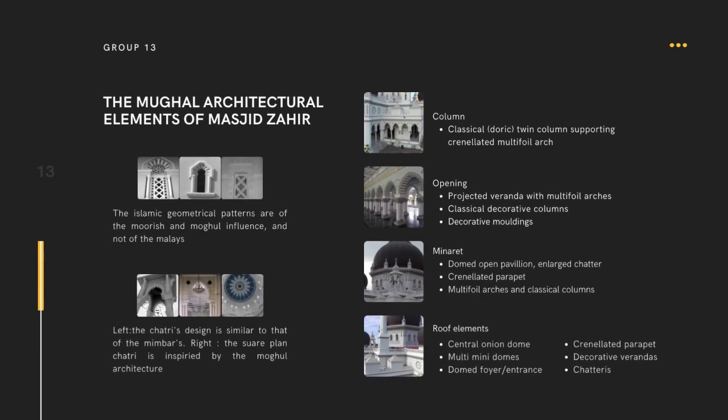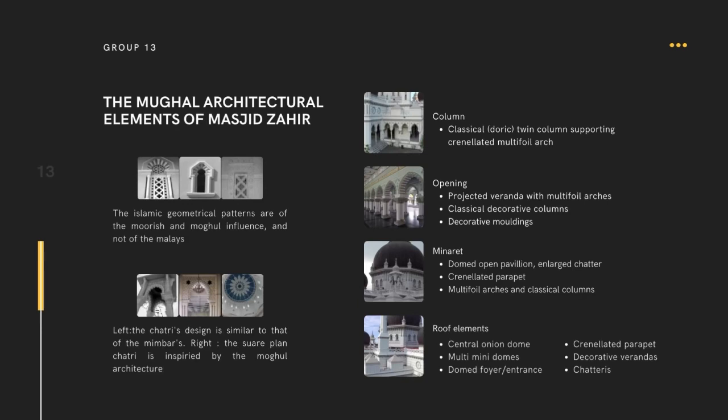Next, I'm going to show you the Mughal architectural elements of Masjid Zahir. The first 3 photos show Islamic geometrical patterns that are of Moorish and Mughal influence and not of the Malays. Above them, left, the church's design is similar to that of the nimbus. Right, the sword plan chhatri is inspired by Mughal architecture.